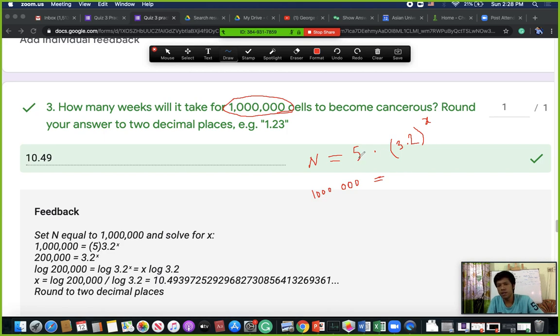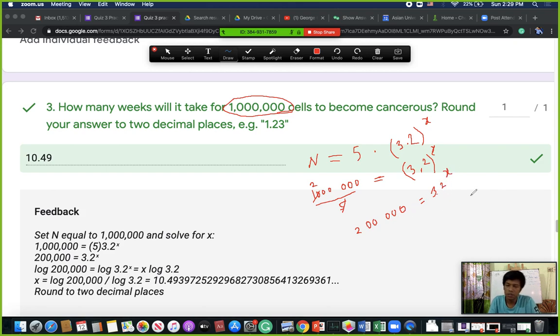And you may notice that this 5 is some extra number here. Actually, we can send this 5 to this side if we don't want to write it there. We can do it in the next line also, but who cares? Just send it to this side, because this is possible in algebra. We can avoid writing an extra line. So if you divide by 5, this 1,000,000 will become 200,000 equals 3.2 to the power x.